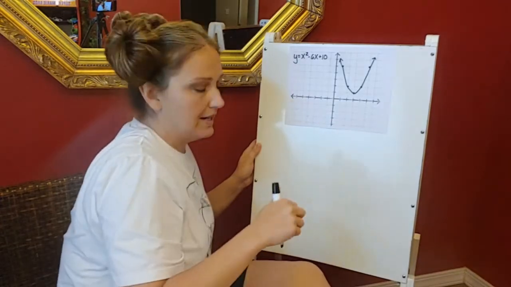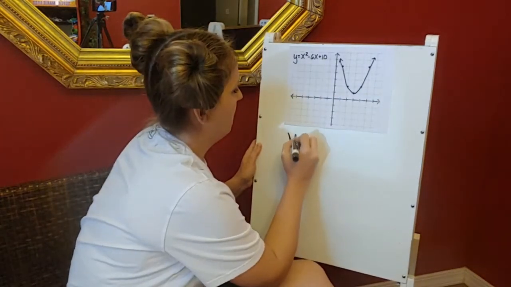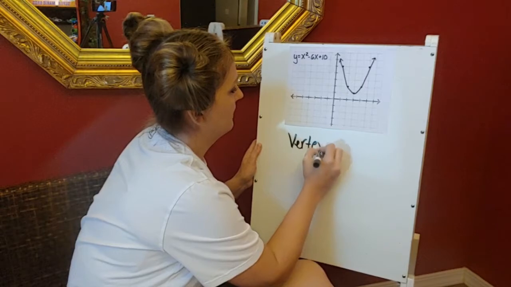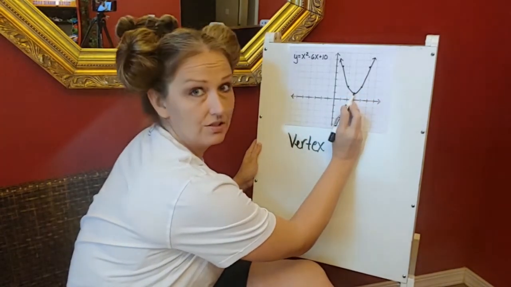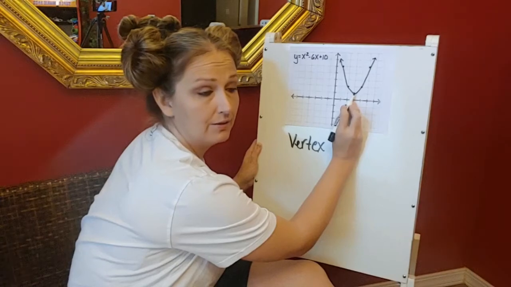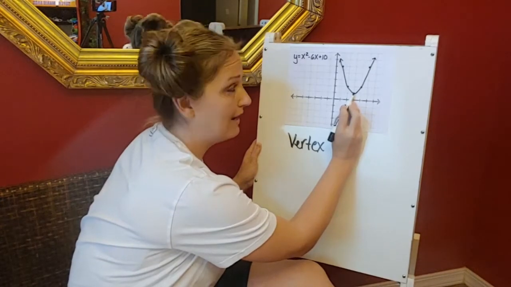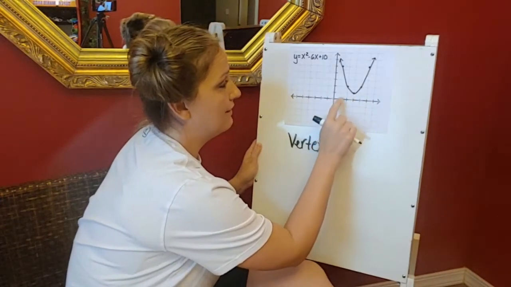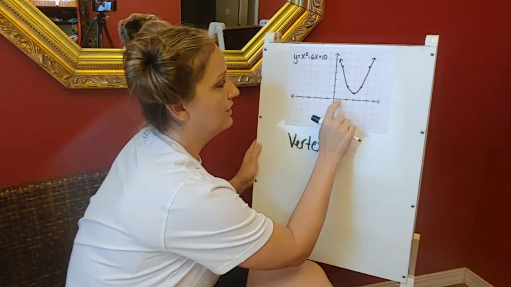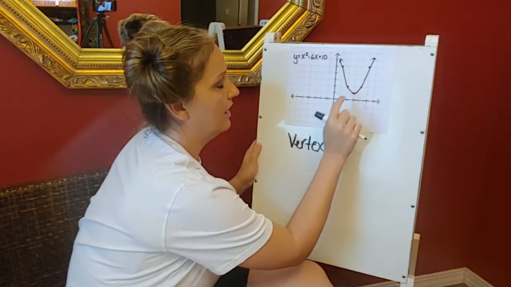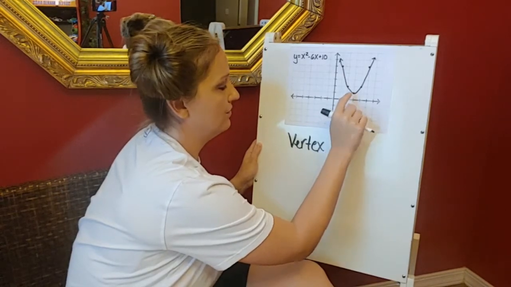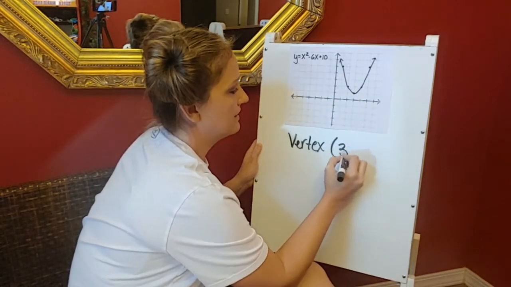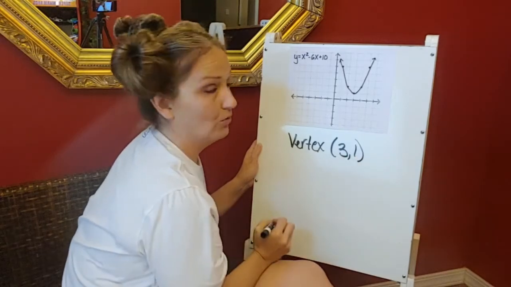So your vertex is this point right here. It's your very turning point. It's the very bottom of your graph. And in this graph, that vertex has a coordinate of (3, 1). I have to go right 3, up 1 to get to it. So my vertex is at (3, 1).